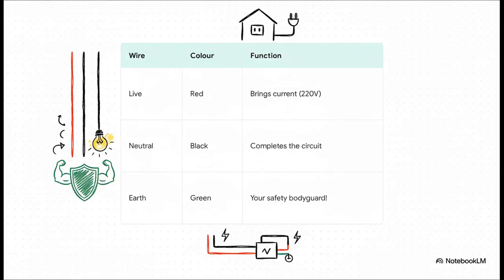You basically have three main wires to know. The live wire, usually red, is the one that brings the current in. The neutral wire, usually black, is the one that takes the current back out, completing the circuit. And then you have the earth wire, which is green. This one is your safety bodyguard.